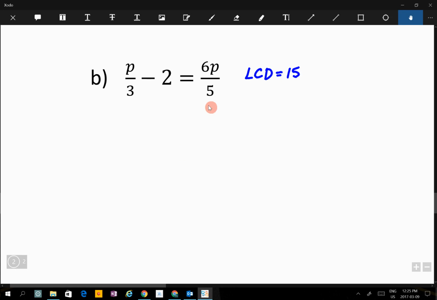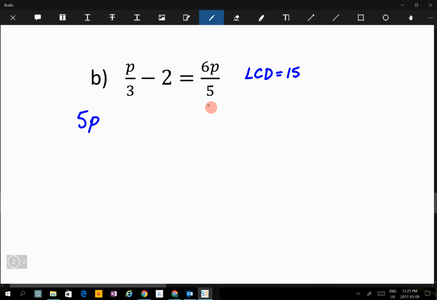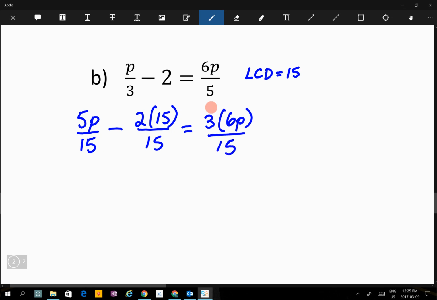Okay, so what I'm going to do next is rewrite each term as a fraction out of 15. So the p over 3 becomes 5p over 15 minus 2 times 15 over 15. So multiply the top and the bottom by 15. And that equals, multiplying the top and bottom by 3, 3 times 6p over 5 times 3, which is 15. And again, now that your denominators are all the same, they can cancel each other out. The reason why is because imagine that you're multiplying both the left side and the right side by 15, and those 15s will cancel with the 15s on the bottom.